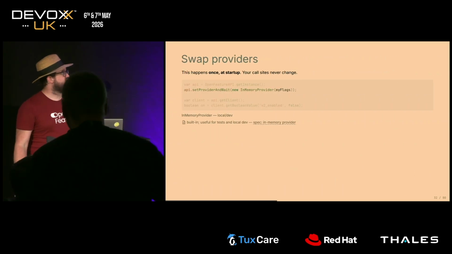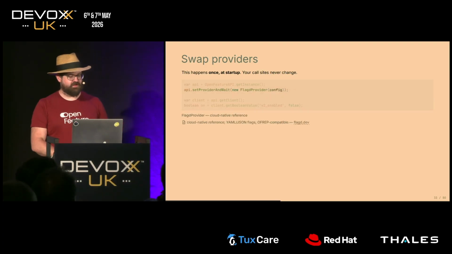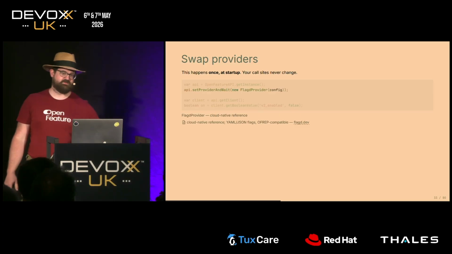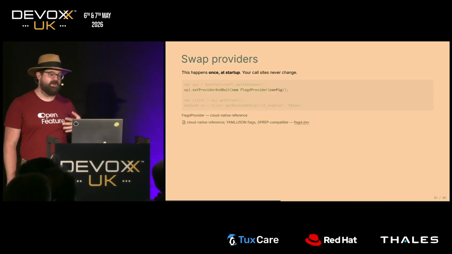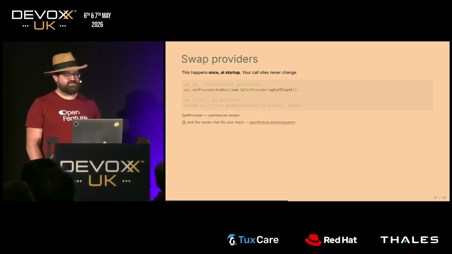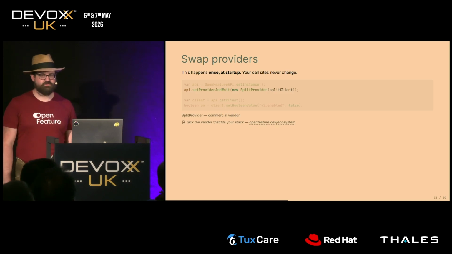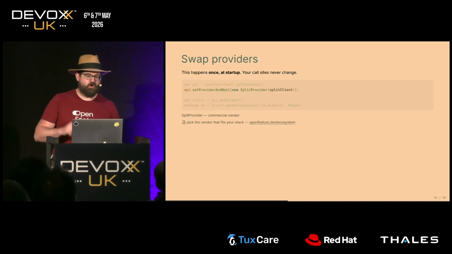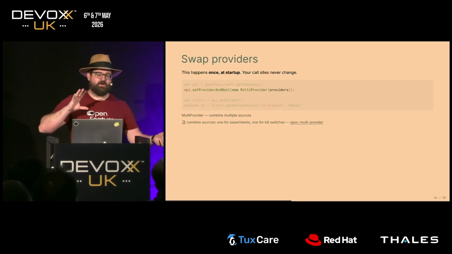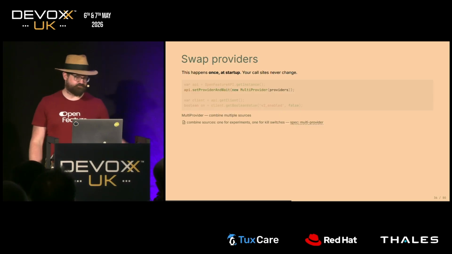When we take a look at the source code, we had at the beginning this in-memory provider, and we can simply swap it out to a FlagD provider, which is our cloud-native reference implementation. At one place, the rest of the code is never changing. You can even put in there, for example, a LaunchDarkly provider or a Split provider. There are around 130 different kinds of providers out there which you can currently use from different vendors. Or, if you like, you can put in even a multi-provider, which allows you to migrate from one provider to another with different kinds of strategies.